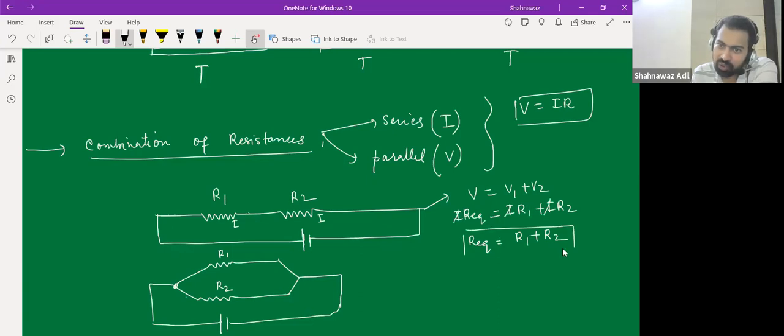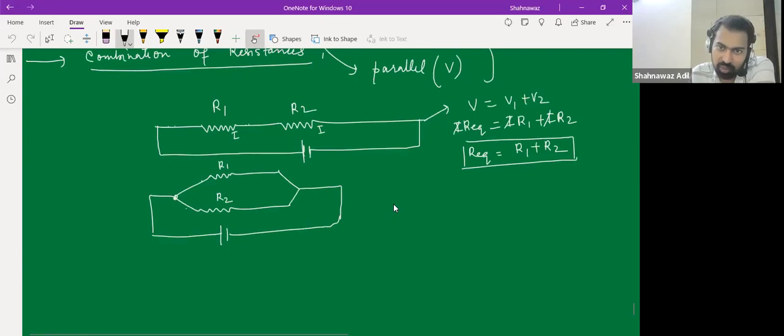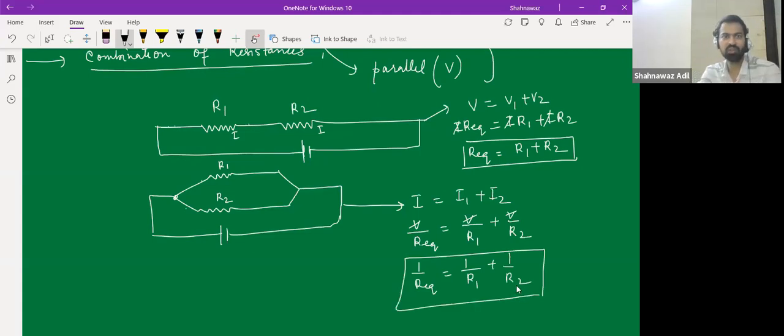Similarly, what do we have for parallel resistance? For parallel resistance, our voltage is the same, but the current is different. So the current is I1 plus I2. Then this is V by R equivalent, and this is V by R1 plus V by R2. The V cancels, and we have the result. This we have already done in our initial 10th class, just the division of that one.